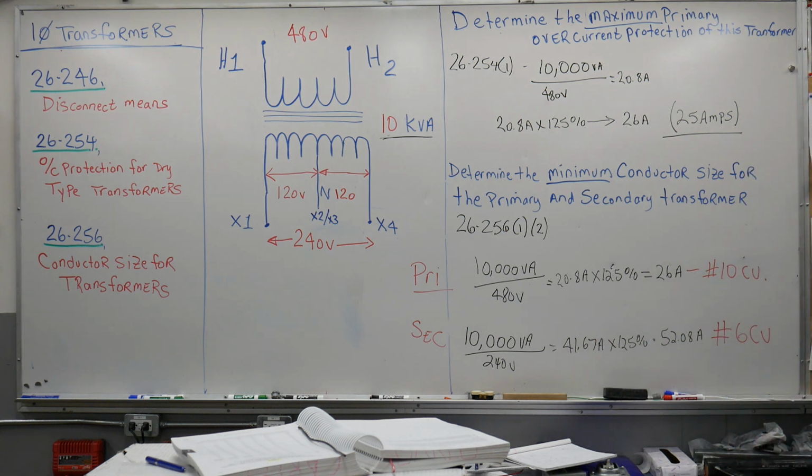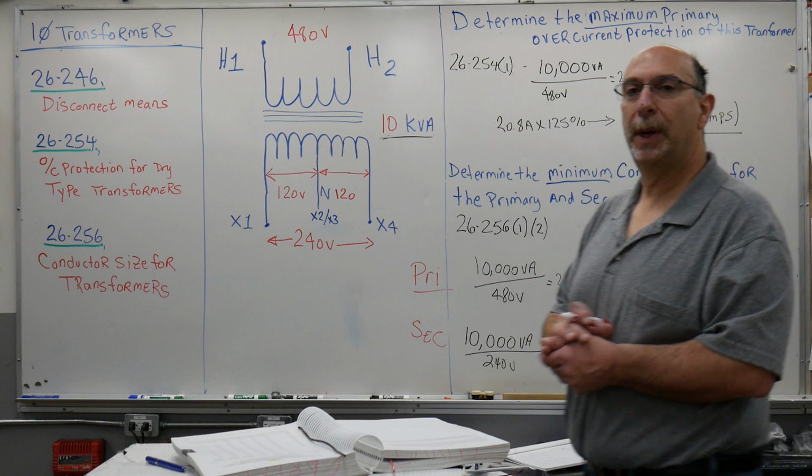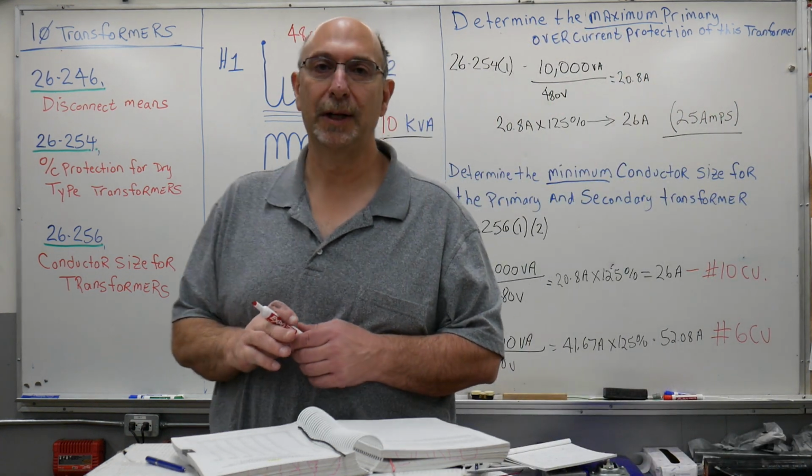So there's our answer. The maximum primary overcurrent protection is 25 amps. The minimum conductor size for the transformer primary is number 10 copper. The minimum copper conductor for the secondary is number 6. And that's how easy it is to do a transformer. Anyway, thanks for watching. When we come back, we'll have another transformer here for you.